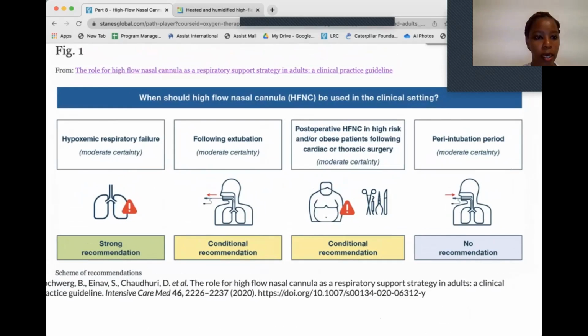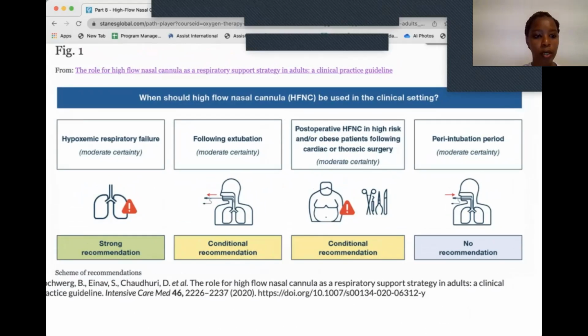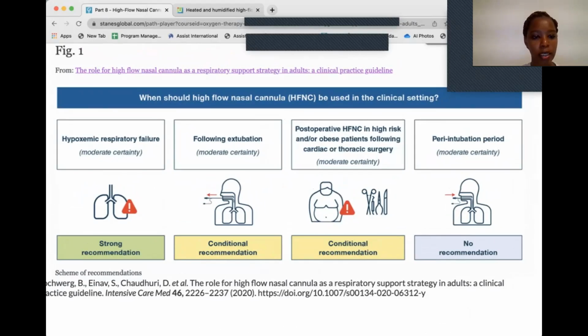So we're saying high flow oxygen therapy will be used in hypoxemic respiratory failure. That is a very strong recommendation. As we said, like Mr. G, he was not improving on the 15 liters of face mask. So he's a good candidate to actually put on high flow oxygen therapy.